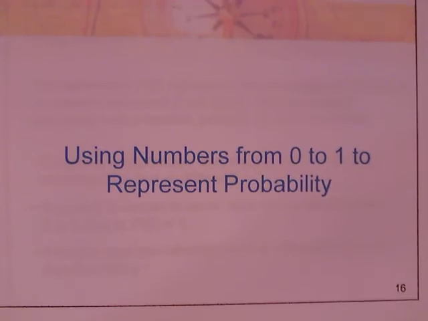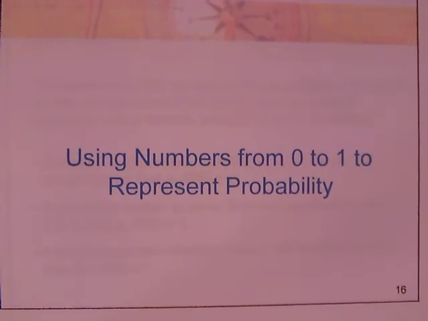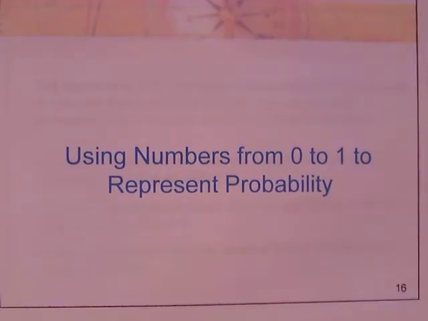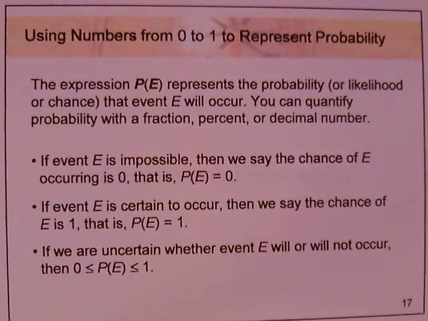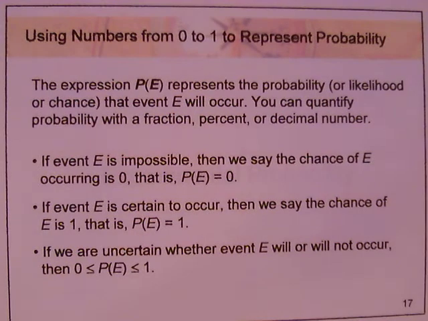Now here we're going to be talking about how to use numbers from 0 to 1 to represent probability. The expression P(E) represents the probability or likelihood or chance that event E will occur. So here you can quantify the probability with a fraction, a percent, or a decimal number.